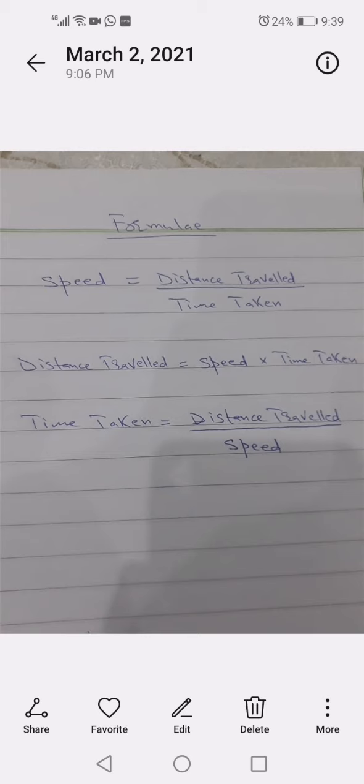In this exercise we are going to apply three formulae, and these are right now on your screen. The formula to calculate speed of an object is distance traveled divided by total time taken, and to calculate the distance traveled by an object we have to multiply speed by time taken, and to get the time taken we have to divide distance traveled by speed. So these are the three formulae which we are going to apply in exercise 9D.